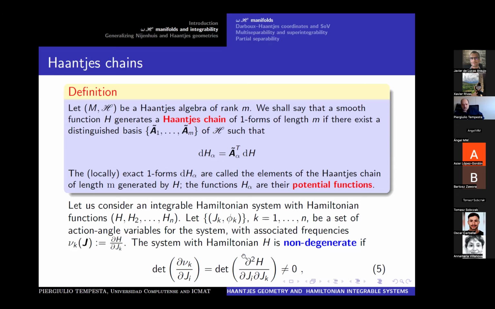The functions H_alpha so defined are called the potential functions associated to the chain. Let me remind you that a Hamiltonian system is said to be non-degenerate if this condition is satisfied, where J_i are the action variables for the system. Of course, action-angle variables always exist in a tubular neighborhood, as we know. So assuming a compact manifold and that this condition is satisfied, we can always a priori find action-angle variables, and then if this condition is satisfied, the system is said to be non-degenerate.